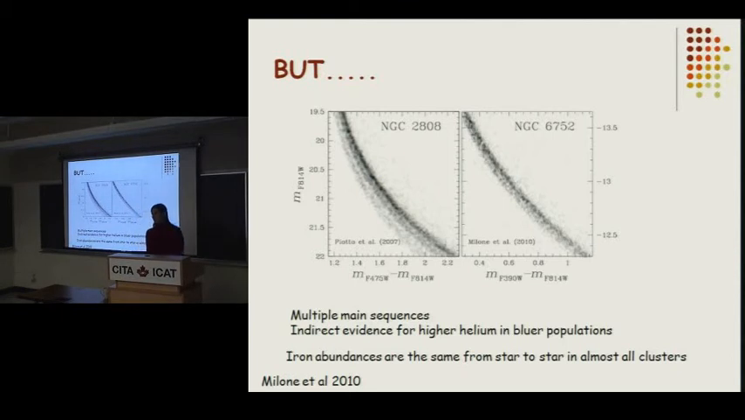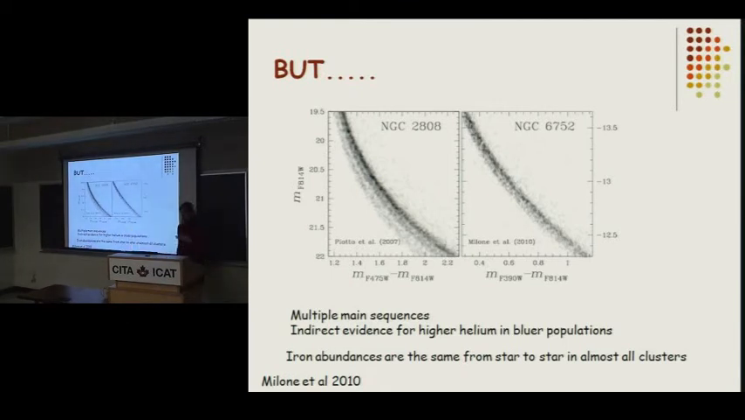Helium is really, really hard to observe except in the hottest stars, and these are most definitely not those. These are less than 0.8 solar mass main sequence stars. The iron abundances are the same from star to star in almost all clusters. We now know of a handful where this is not true. Omega Cen being one. M54 being another, which is the core of Sagittarius. And you see 1851, which is another fairly massive cluster. No one's quite sure, but people are trying to link it to some of these new stellar streams that people are observing.